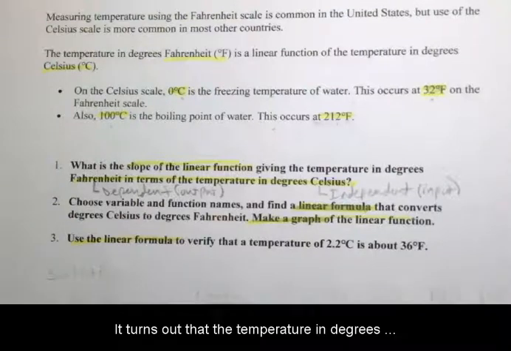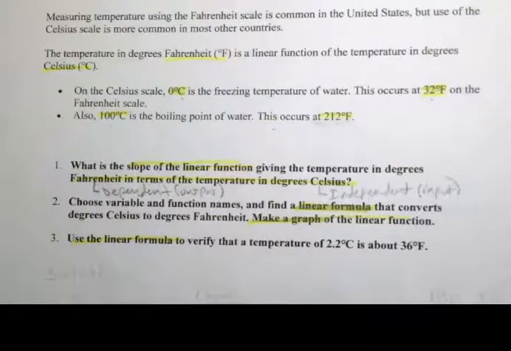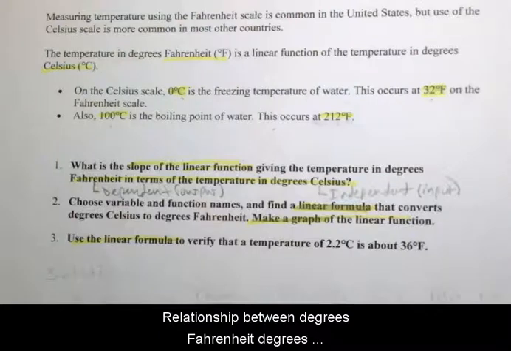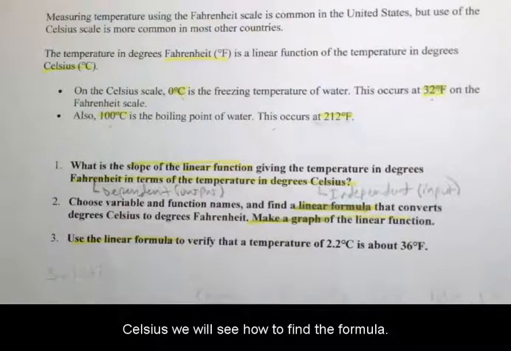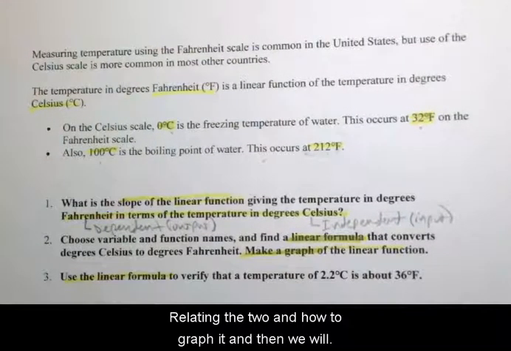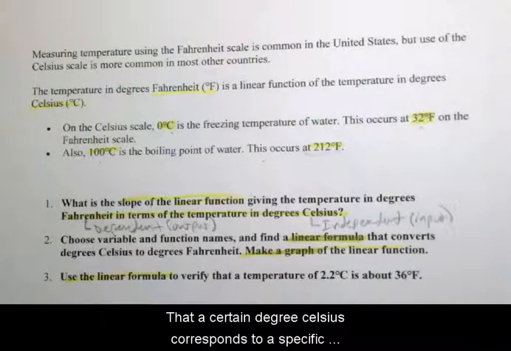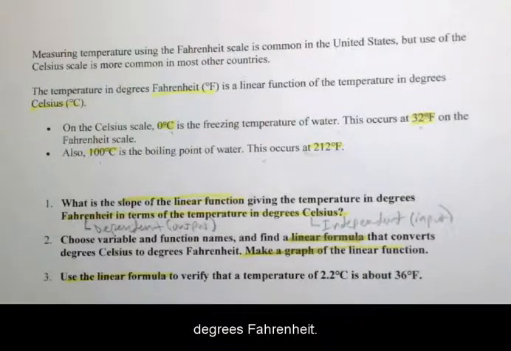It turns out that the temperature in degrees Fahrenheit is a linear function of the temperature in degrees Celsius. So in this problem, we're going to see how we can get the slope of a linear function. For this relationship between degrees Fahrenheit and degrees Celsius, we will see how to find the formula relating the two and how to graph it, and then we will actually see the formula in action by verifying that a certain degree Celsius corresponds to a specific degrees Fahrenheit.